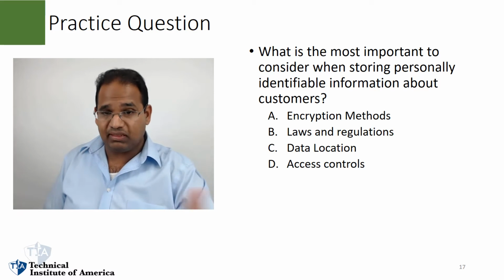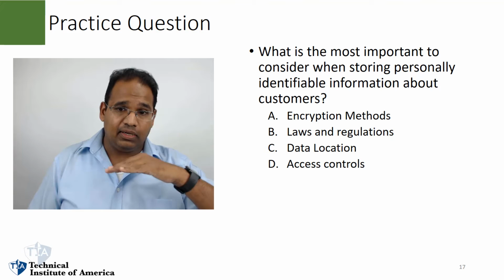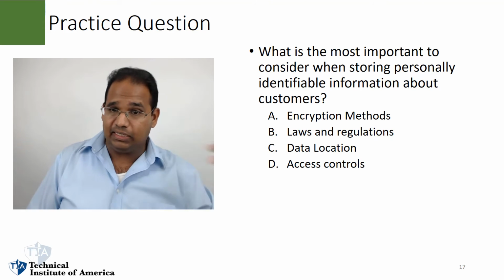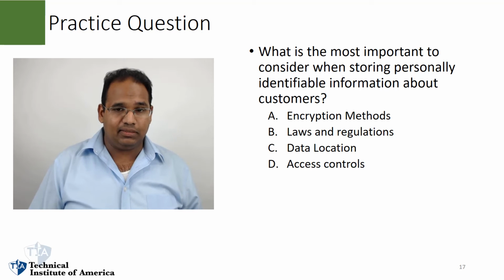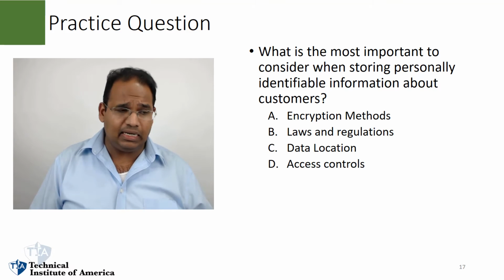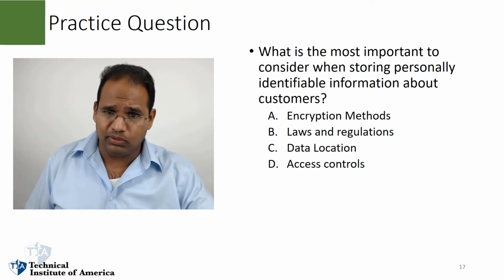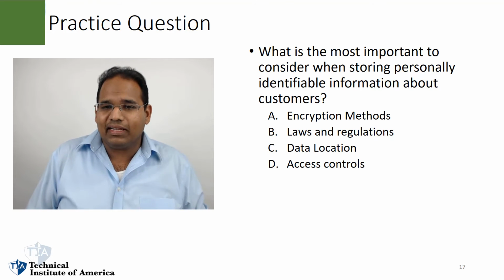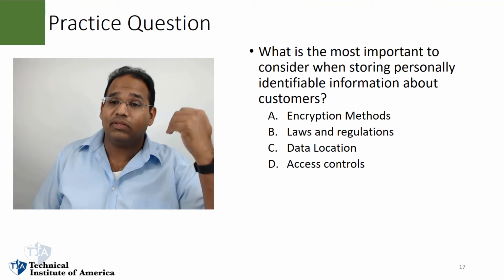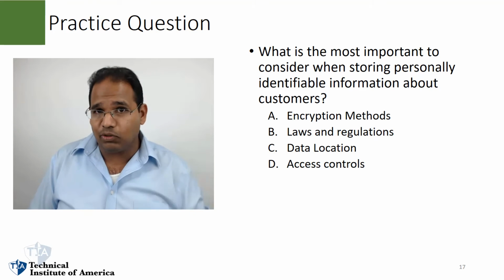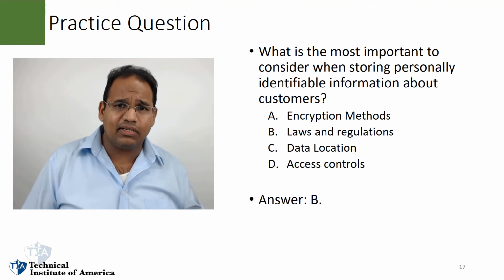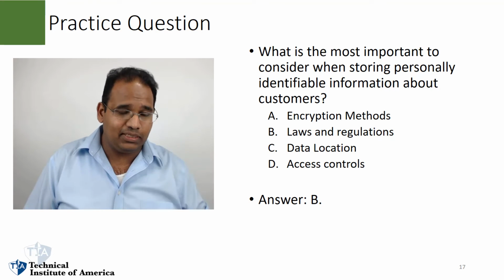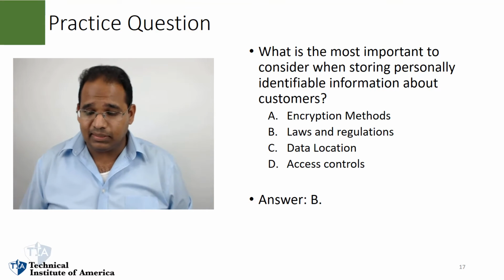So if you're doing encryption methods, you're not looking at laws and regulations. If you're doing access controls, you're not encrypting anything. If you're putting the data in the right location, you're not encrypting anything. You're not looking at your laws and regulations if you're doing data location. Now, I know in real life you're going to look at all these things, but in this exam, we're looking at the most important one to consider. And the answer here is laws and regulation. Did you get it? I hope you did.